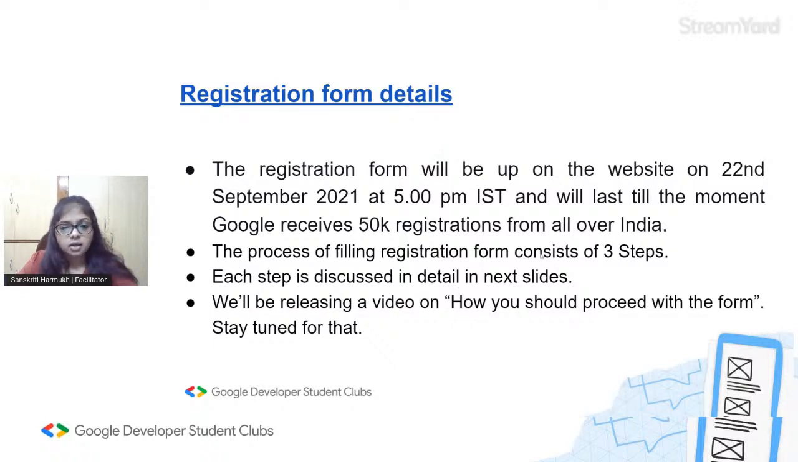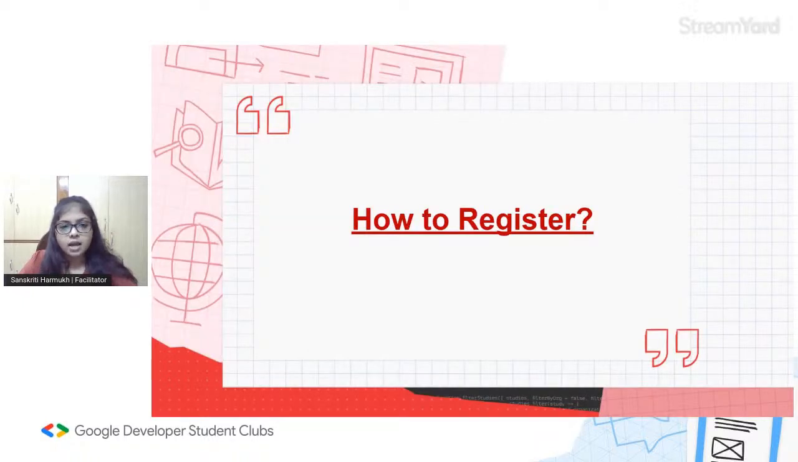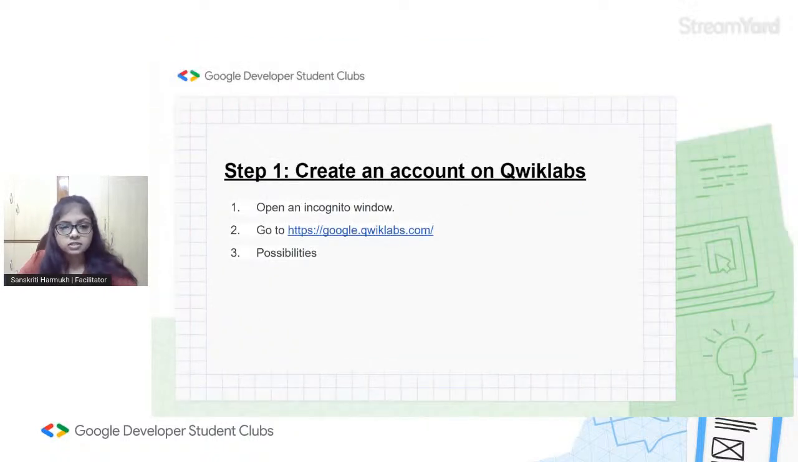Now we'll proceed with the steps. You actually need to know how to register, and what is the proper sequence of registering. So we'll be talking about those in the next few minutes. The first step is creating an account on Quick Labs. Rather than just sharing the slides, I'll also be doing a hands-on in it.